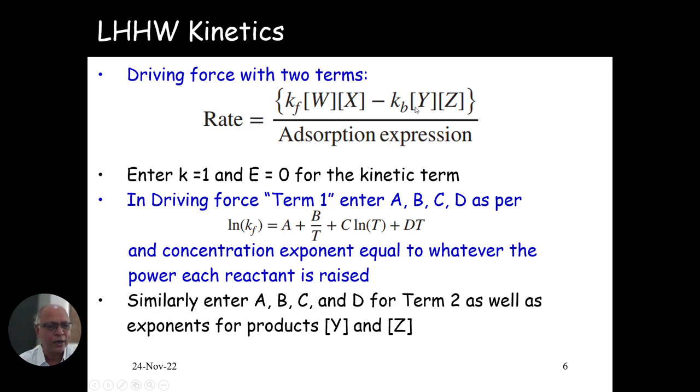Now coming to the second term, you will have to choose the term 2 in the driving force because both terms are generally supposed to be there. Whether it is there or not, you need to define both term 1 as well as term 2 in driving force. So in the same way, you take whatever is the logarithm of this KB, calculate A and B, provide those values along with the exponents for the concentration terms. So that completes defining your driving force as far as Aspen is concerned.